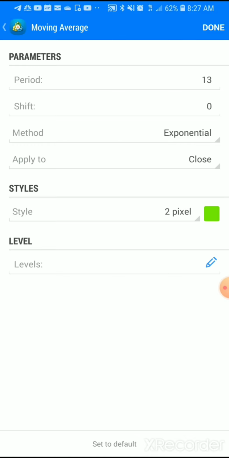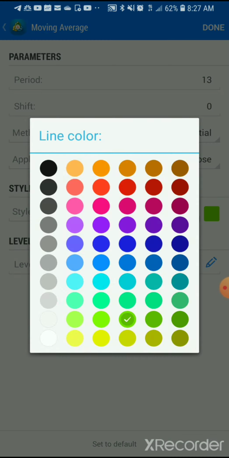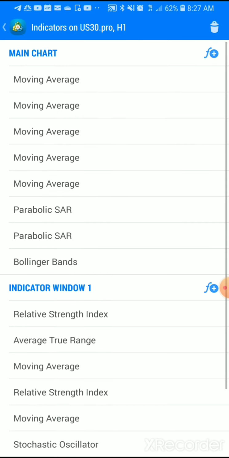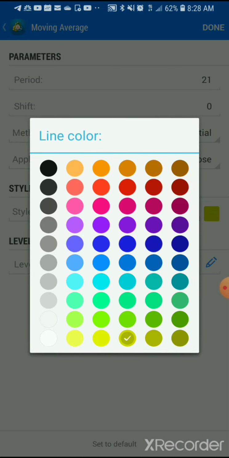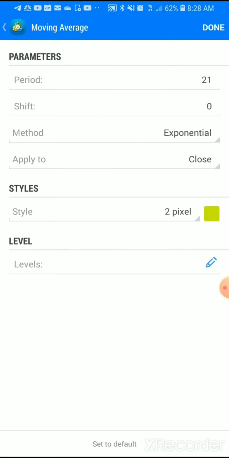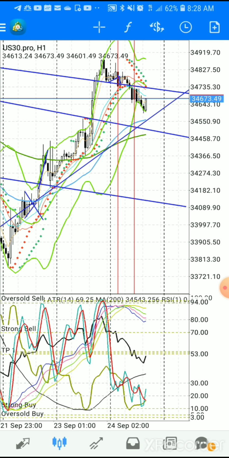13, exponential, close, 2, and green. And one last one, 21. There you go, exponential, close, 2, and some funky in between yellow and green. And there you have it, folks.